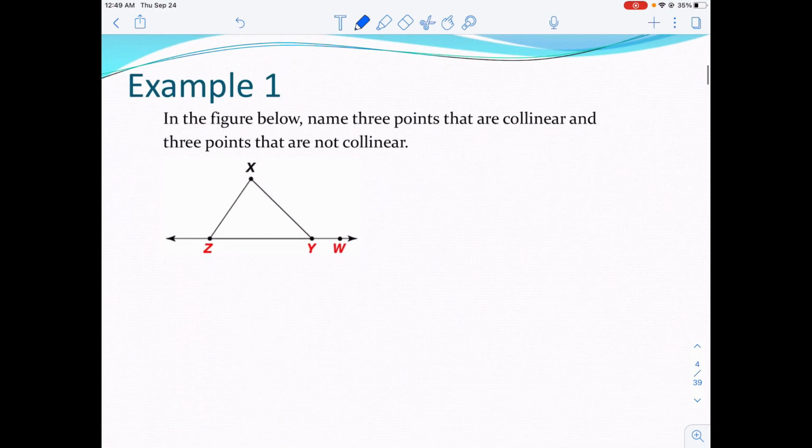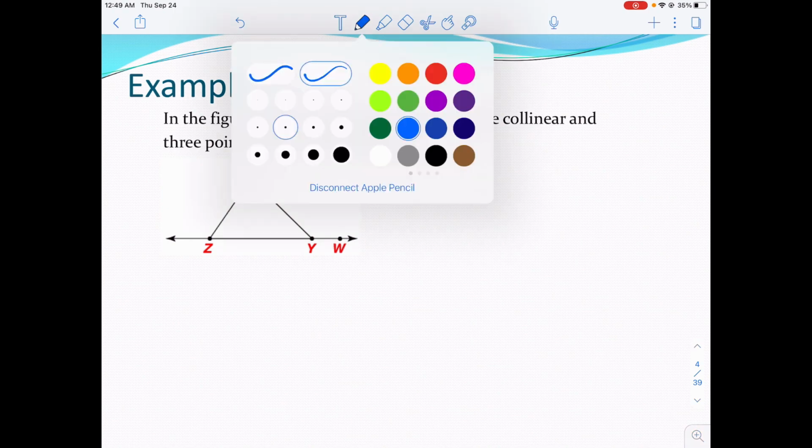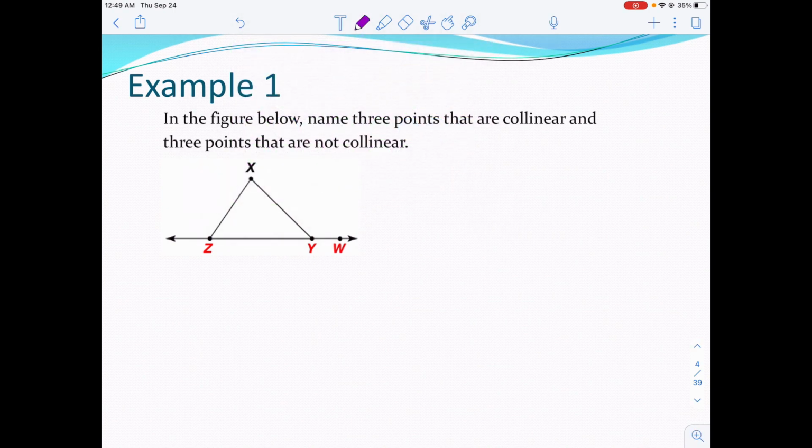All right, we're going to do our first example. Example 1 says, in the figure below, name 3 points that are collinear and 3 that are non-collinear. So what you're going to do right now is pause the video and name 3 collinear points and 3 non-collinear points. All right, I've given you enough time. Hopefully you paused your video and wrote down your collinear and non-collinear points. We're going to start with collinear first.